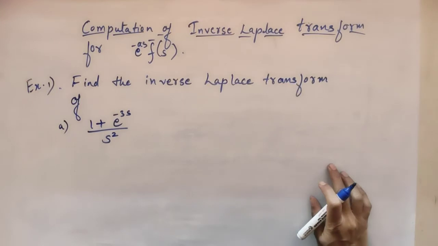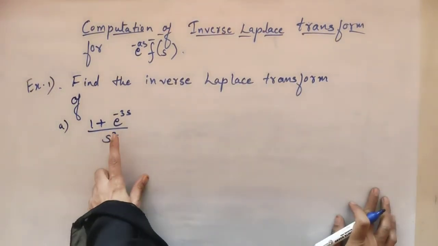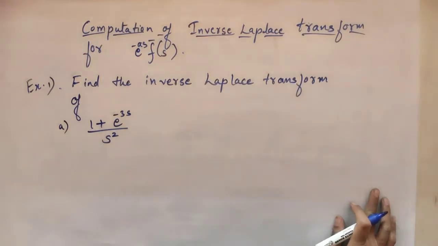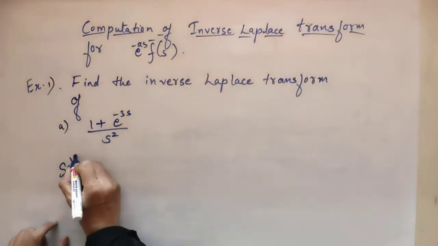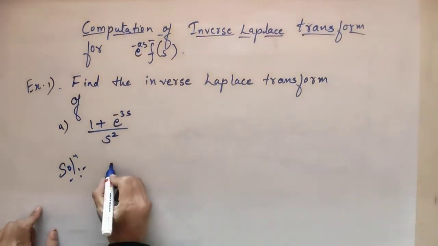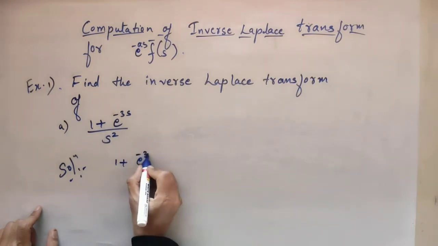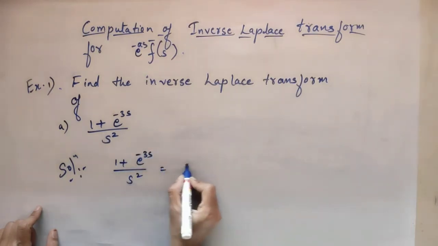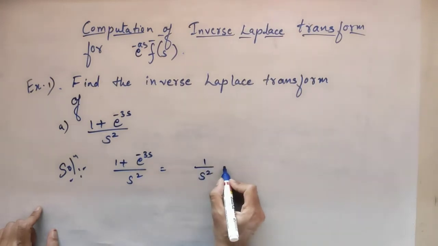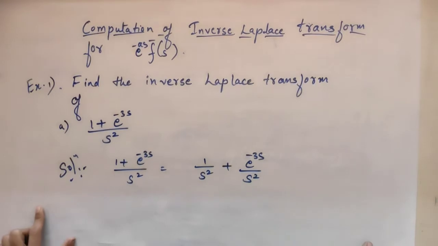See here all of you. Find the inverse Laplace transform of 1 plus e to the power minus 3s divided by s square. How will we solve such a problem? Just take a pen and paper and start working with me. It's very simple. First of all, I can write it as 1 divided by s square plus e to the power minus 3s divided by s square.